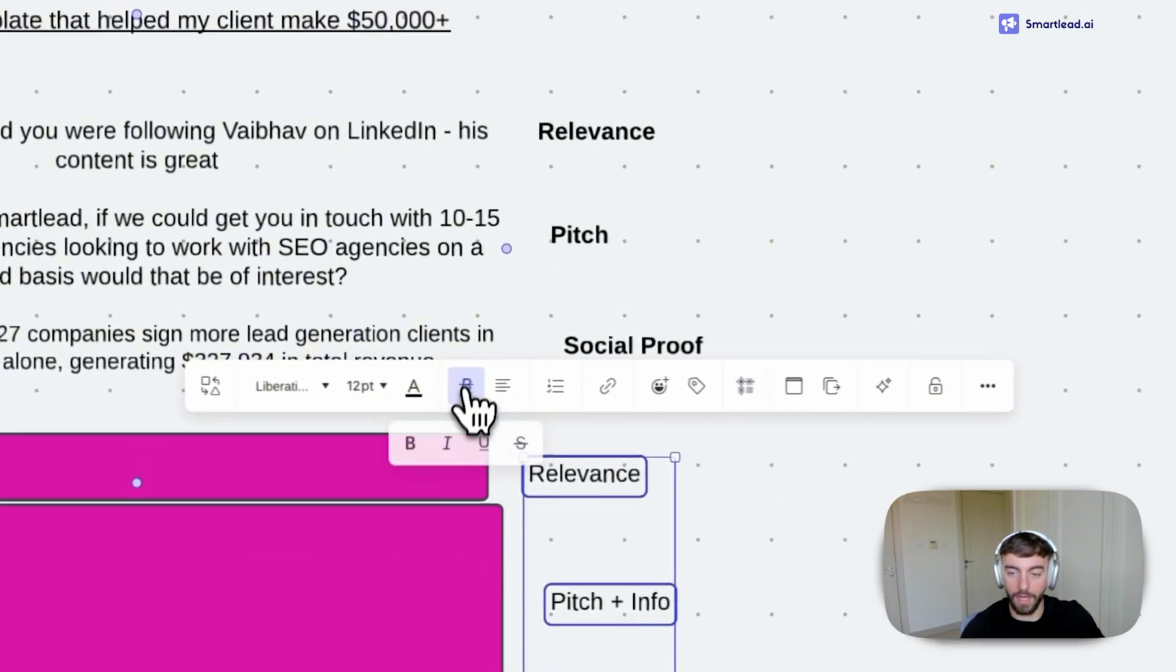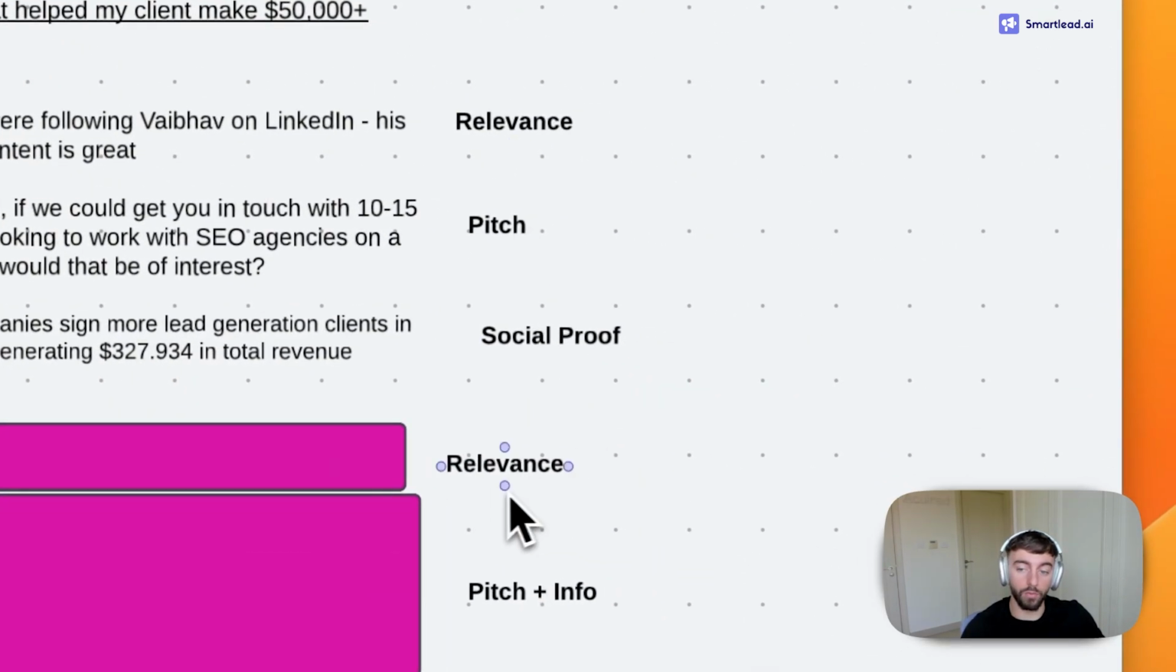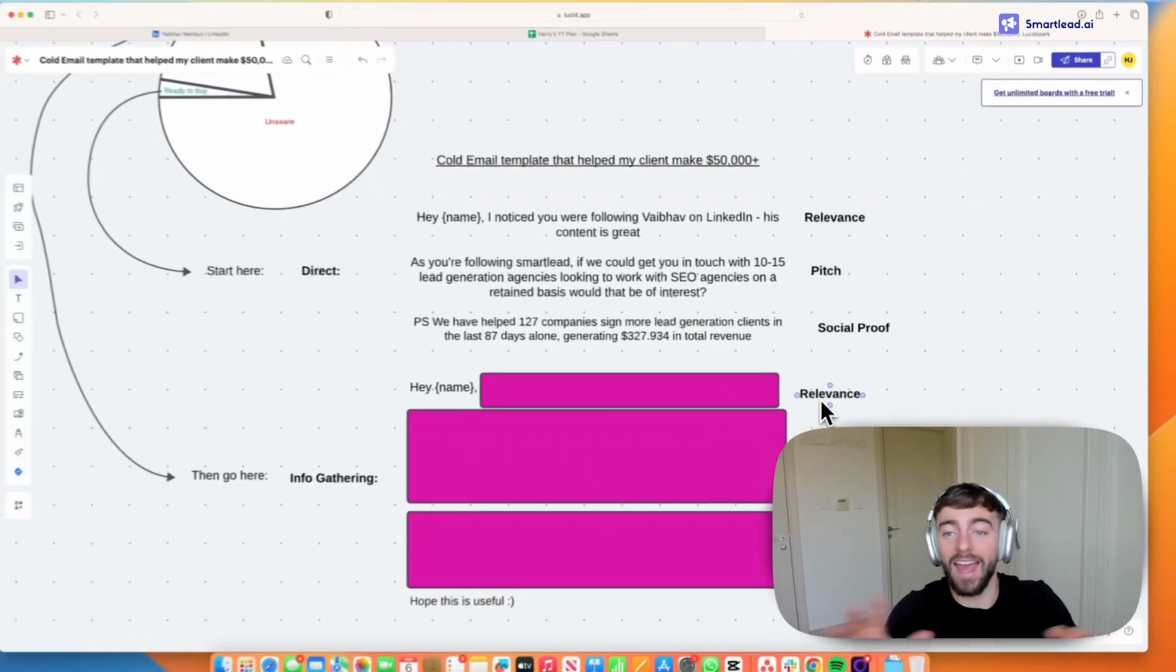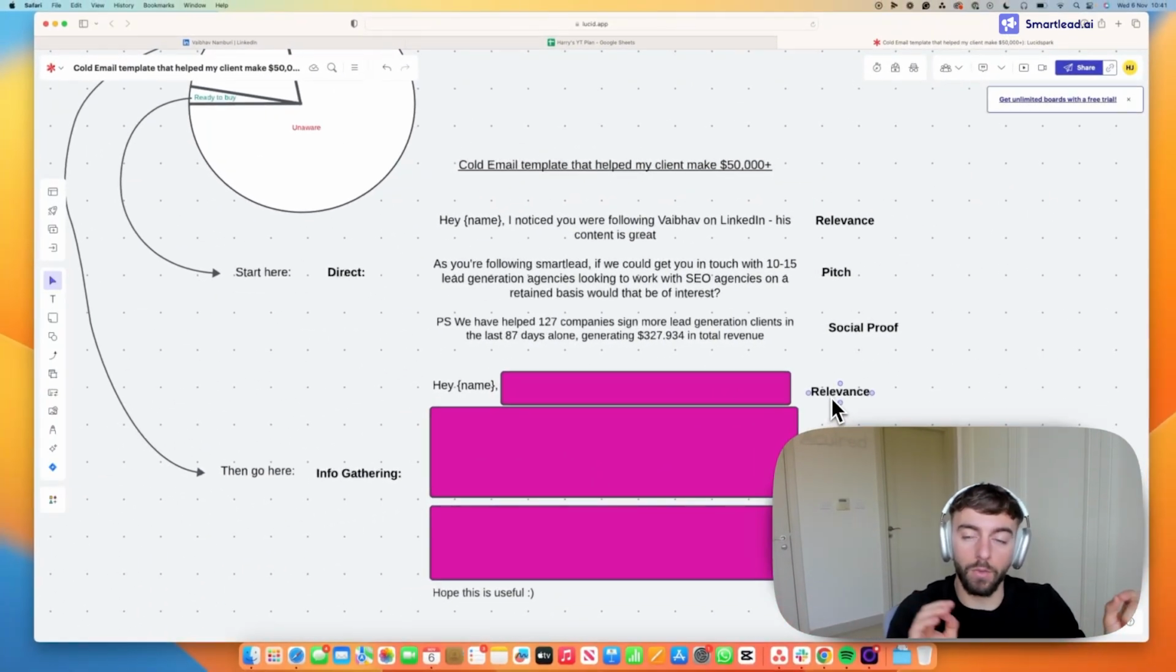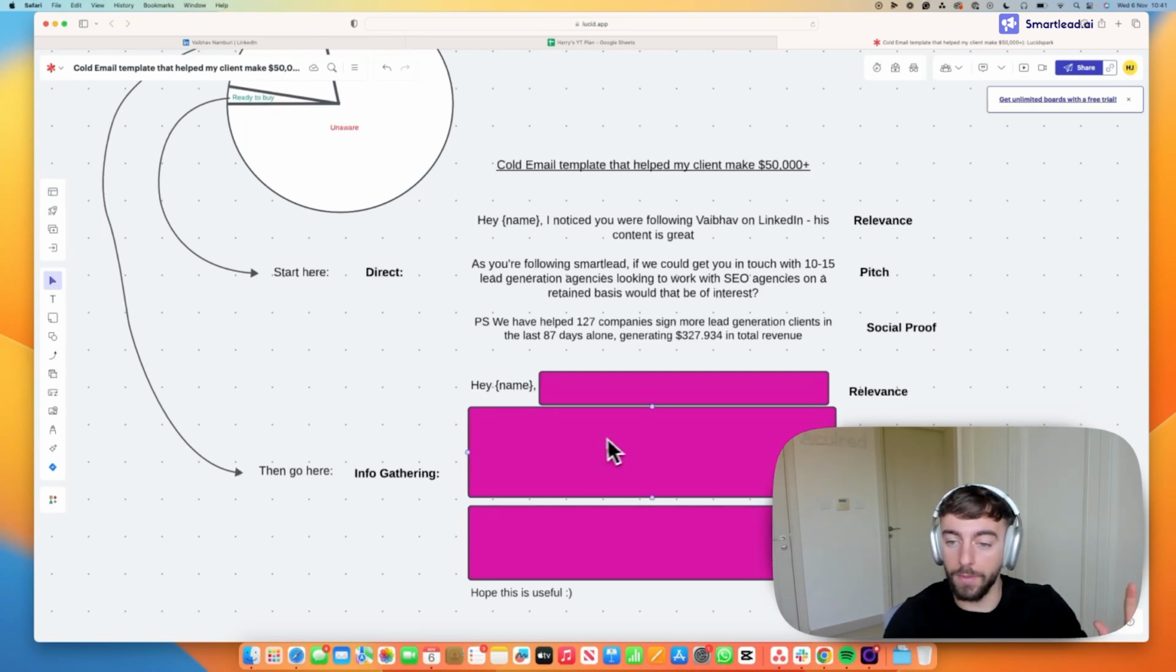So you can see that the layout of this is very different. We've got relevance once again at the beginning because any relevance-driven email will be more successful than just a generic one. So I would always start with relevance no matter who you're reaching out to. But in the middle, we've got the pitch plus info. We're actually explaining more about it, right? Because in this email, they already know what the benefits of working with lead generation agencies are. They already know how the system likely works. They already know what the retained basis is. They have the information, they just literally need to make the decision.